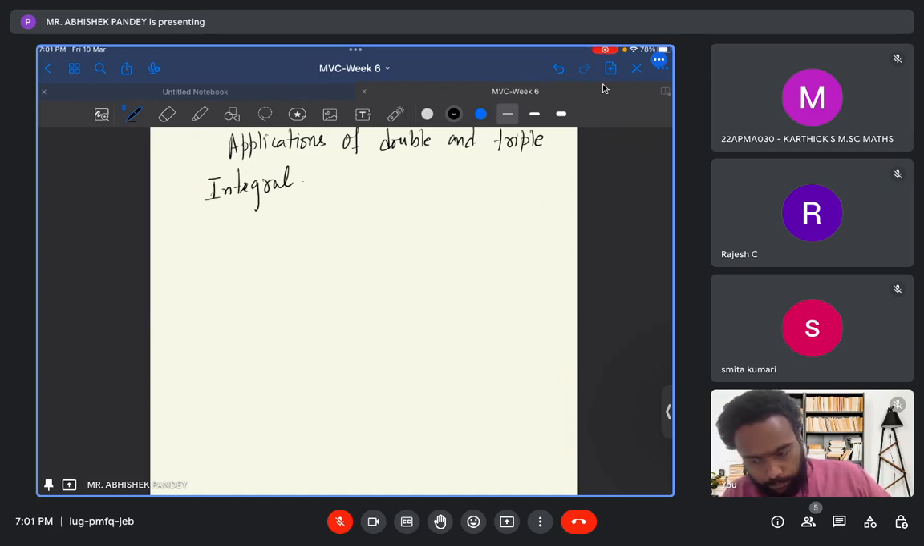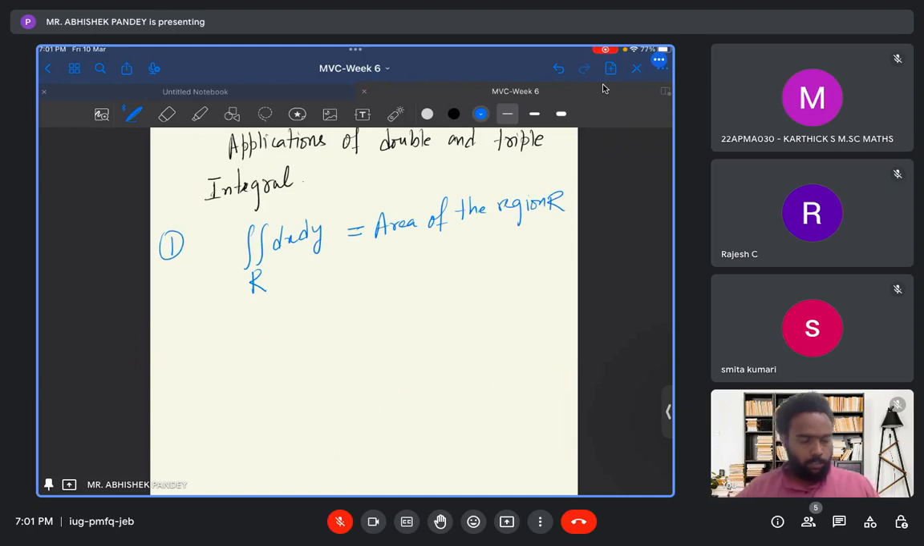Okay, so the first thing we're going to talk about is, we know that this double integral of dx dy over R is basically the area of the region R, isn't it?